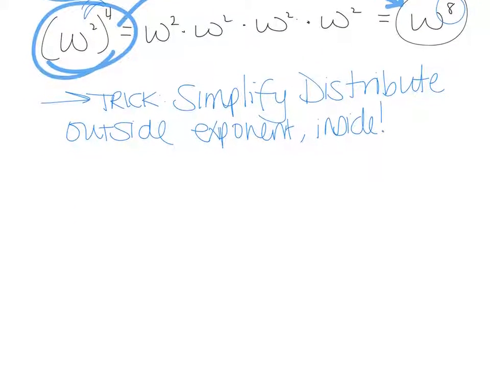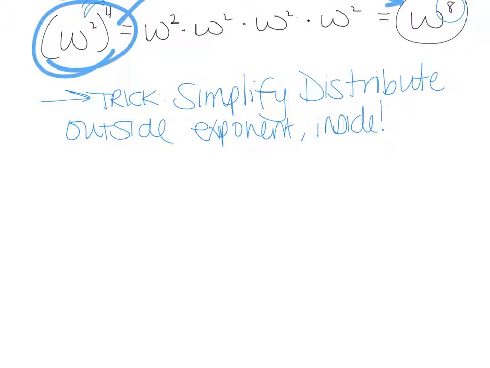So, let's look at an example. x squared y cubed to the 4th power. Notice in this problem, I have 3 different little numbers. I have 3 exponents. I have 2, 3, and 4. Out of 2, 3, and 4, which number am I distributing inside? Well, the only number that's outside is 4. So I'm going to take 4 and I'm going to distribute it to all my little numbers.